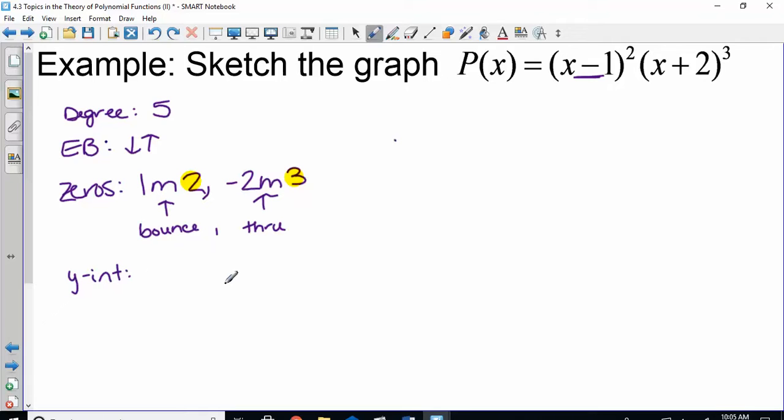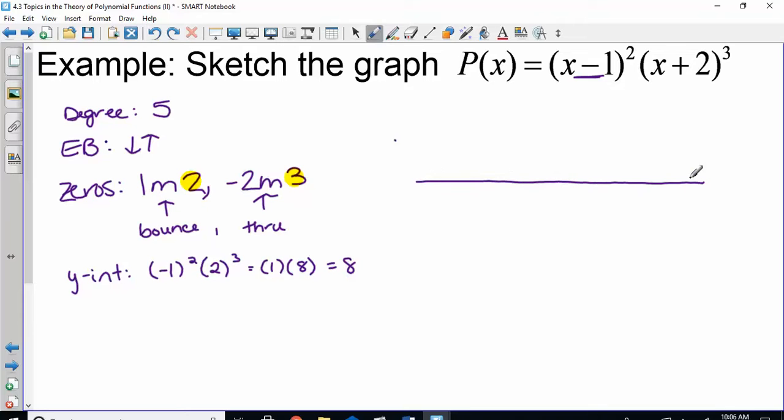Y-intercept, how do we get that? Plugging in 0. Okay, so 0 minus 1 is negative 1 squared. 0 plus 2 is 2 to the third. So we get 1 times 8, which is 8. Now we can graph.